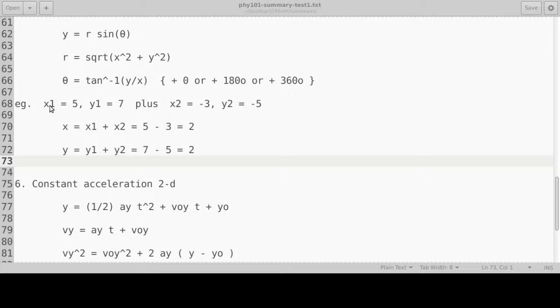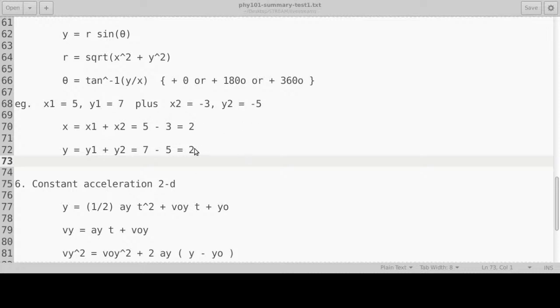So here we had one vector, which was x1 is equal to 5, y1 is equal to 7. And then we had another vector where the x component, x2, is -3, and the y component, y2, is -5. To get the resultant x, when you add the two together, it's x1 plus x2. So you just add that 5 to the -3 there. You add the x components to get the resultant, and to get the resultant y component, you add the y components.